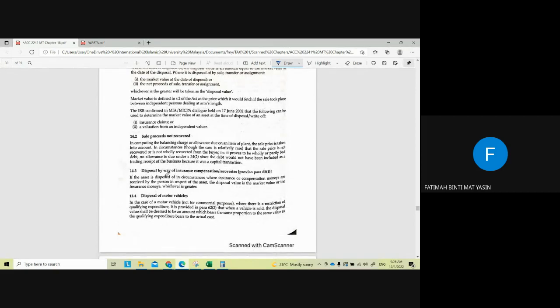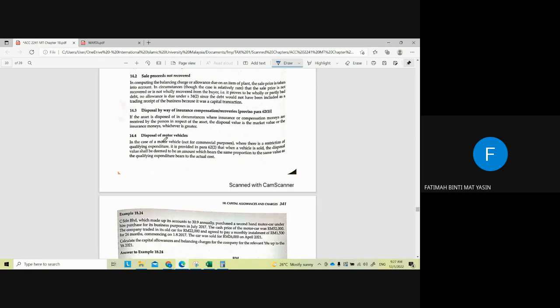If let's say the company disposes of the asset by way of insurance compensation or recoveries, then the insurance compensation is considered as the disposal value. I give you a simple example. You have a car, and you pay insurance for it. During the year your car is stolen, so you can claim from the insurance. Because you pay insurance for your car, when the car is stolen you can claim compensation from the insurance company. In that case, the compensation money that you receive from the insurance company is considered as your disposal price, even though you did not actually sell the asset.